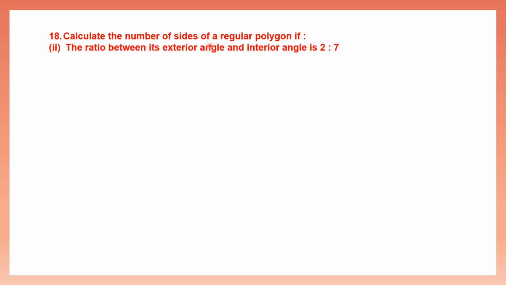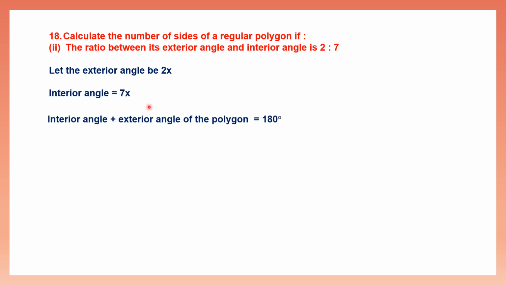Question 2, we have to calculate the number of sides if the ratio between the exterior angle and interior angle is 2:7. So let the exterior angle be 2x because in the ratio exterior angle comes first. So that is 2x. If that is 2x, then interior angle will be 7x. Now let's use this property. Interior angle plus exterior angle is equal to 180. That is 7x plus 2x is equal to 180 degrees. 7x plus 2x is 9x. 9x is equal to 180 degrees.